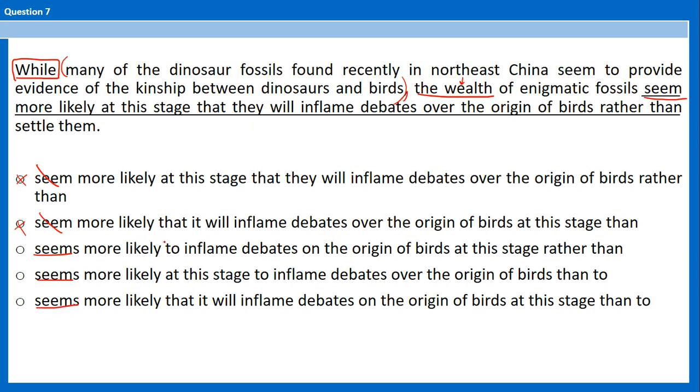More likely to inflame, more likely at this stage to inflame, more likely that it will. Okay, there is an idiom with "likely." "Likely" needs an infinitive. So you're likely to, okay? Likely to inflame. I cannot say likely that it will inflame. The last one is not idiomatic. You should be between number 3 and number 4.